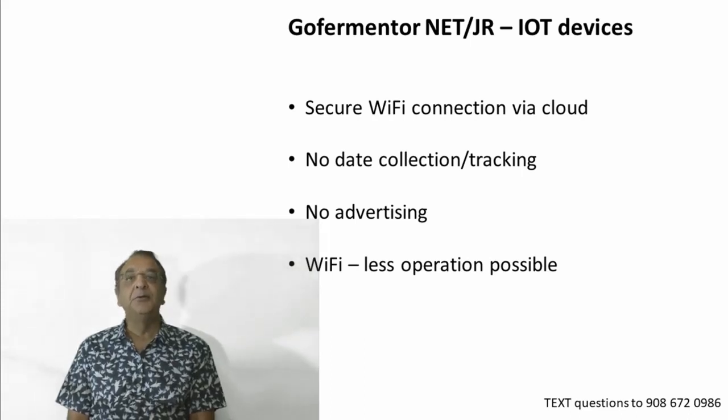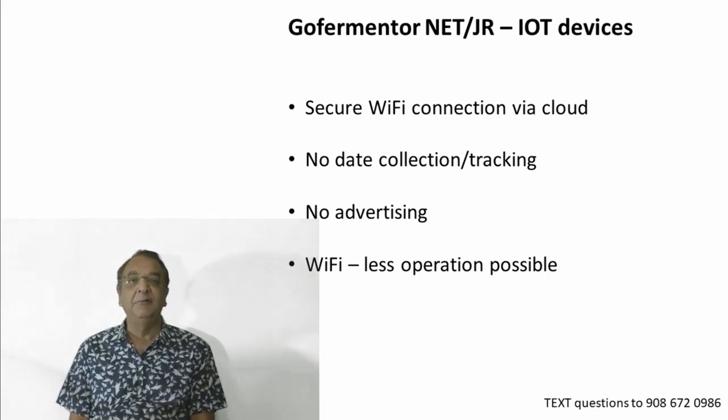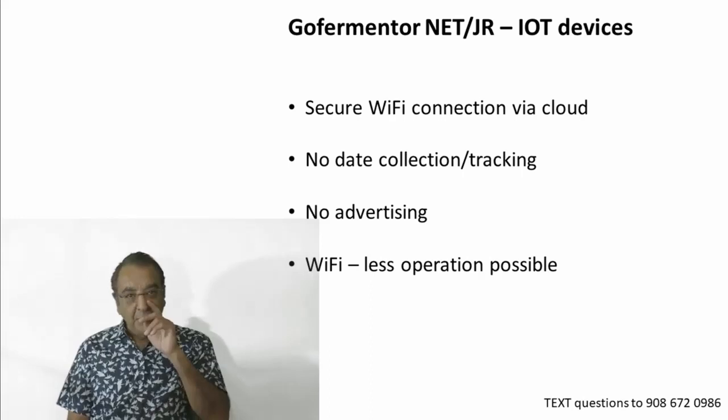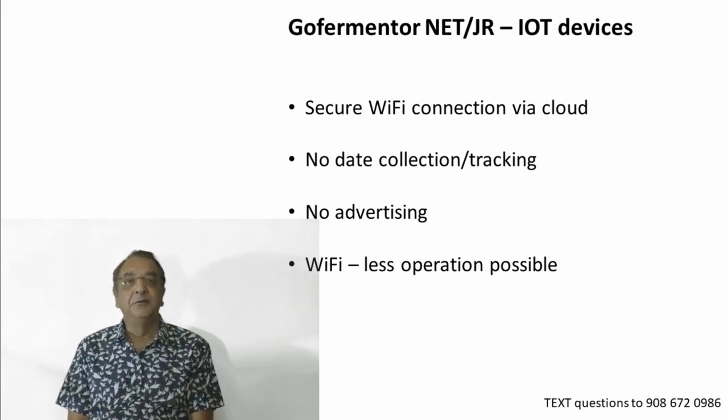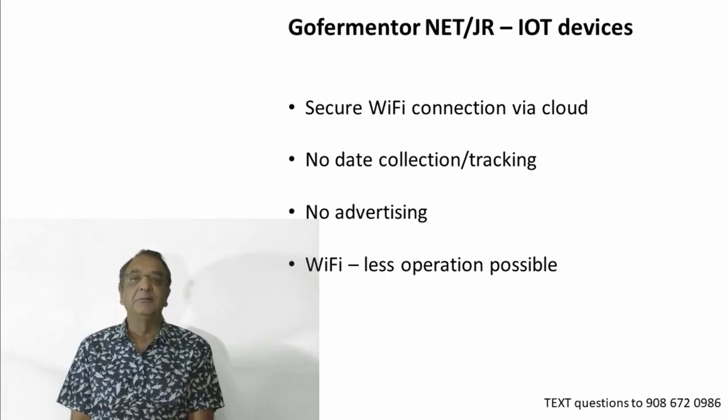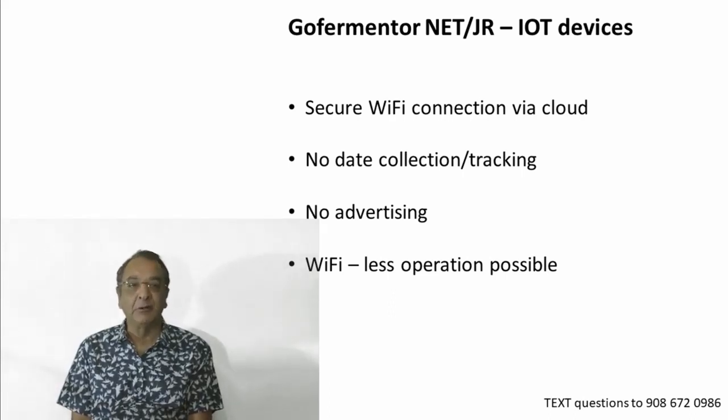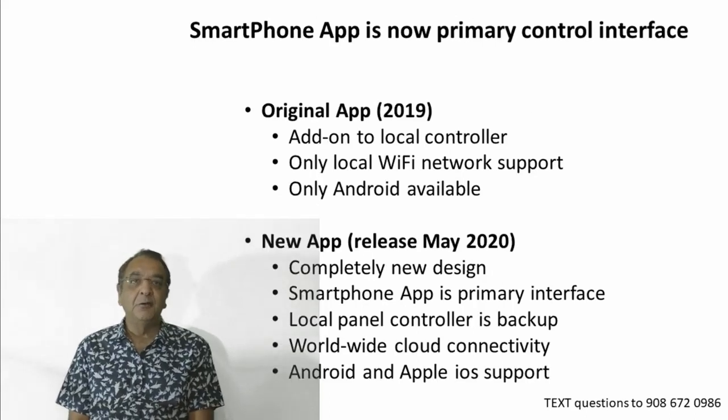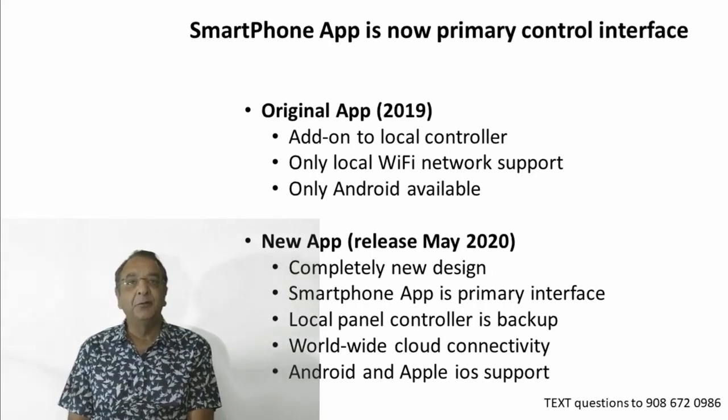Now, some of you don't have Wi-Fi in the location where the winery is, or wherever you're using the Gofermentor. So we have the provision to do a Wi-Fi-less operation. You can run the entire machine without a Wi-Fi connection. You have all the functionality, except you cannot do remote monitoring, and you cannot obviously change things from a remote location.